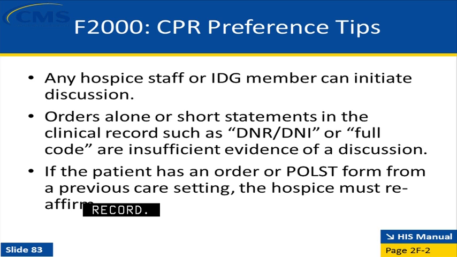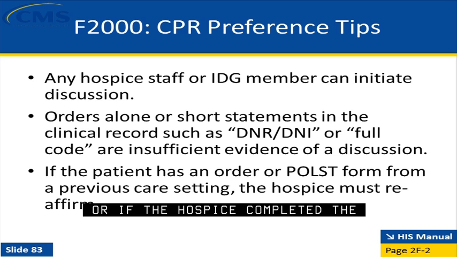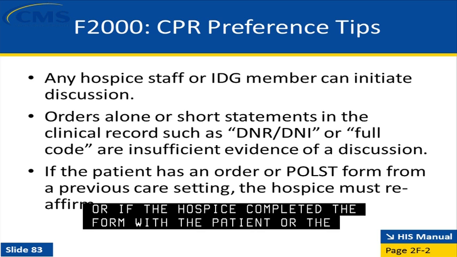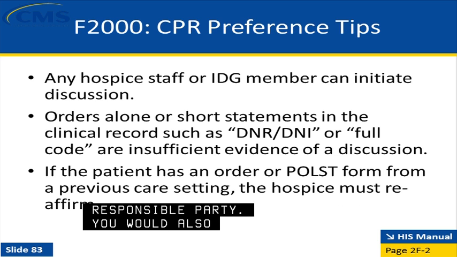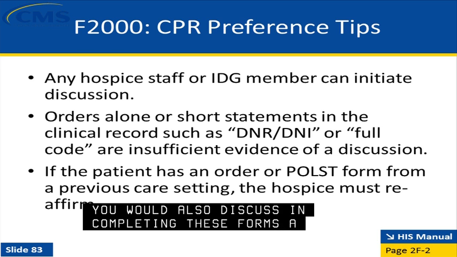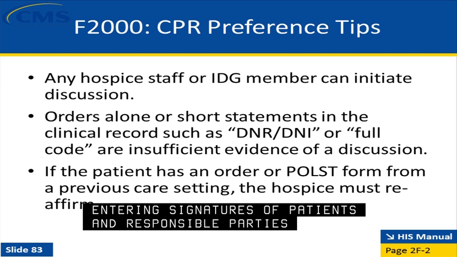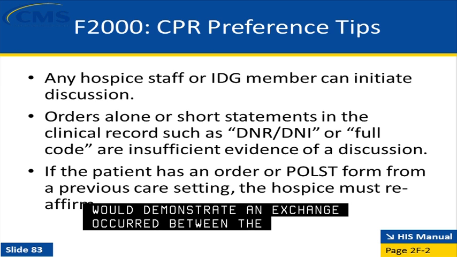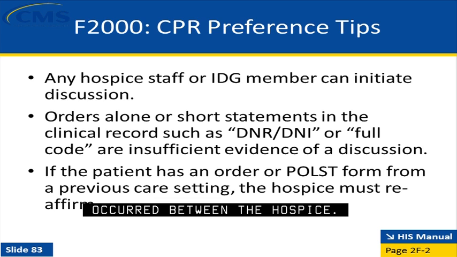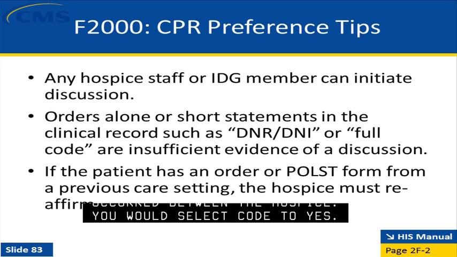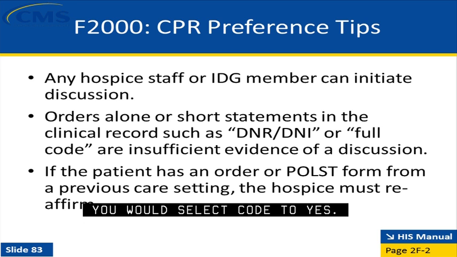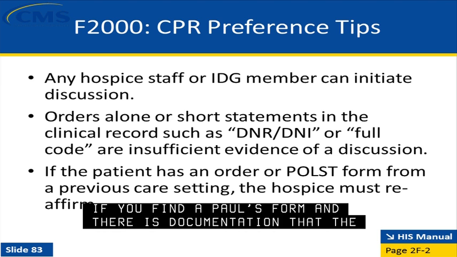Or if the hospice actually completed the POLST form with the patient or the responsible party, you would also select a code 1 yes and discussion occurred, because in completing these forms and entering signatures of patient or responsible party, that would demonstrate that an exchange occurred between the hospice and the patient or responsible party about these preferences. You would select code 2 yes, but the patient or responsible party refused to discuss if you find a POLST form and there's documentation that the hospice attempted to discuss it with the patient or responsible party, but they were unable or refused to discuss.